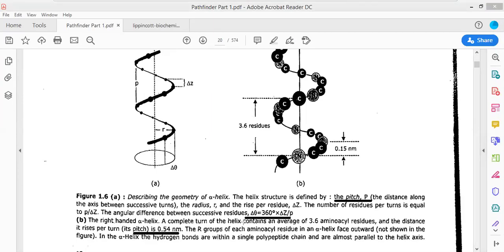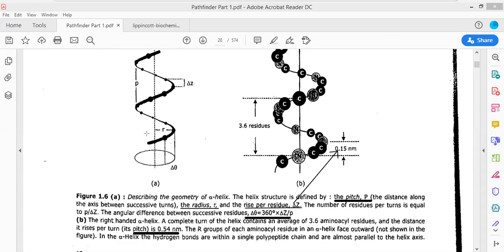Now we have to understand, just try to focus on my cursor. You know that the radius can be measured as r, and the rise per residue is equal to delta z. This is the value of delta z. So what is the value of delta z? 0.15 nanometer rise per residue. Per residue means per atom is 0.15. And there is another value that is referred to as pitch. So delta z divided by pitch is equal to the change in the angle of the alpha helix.